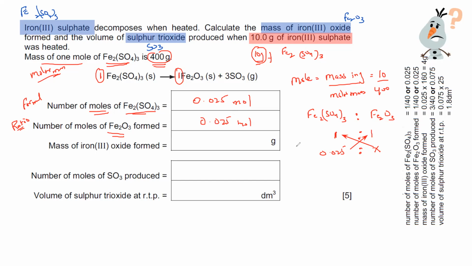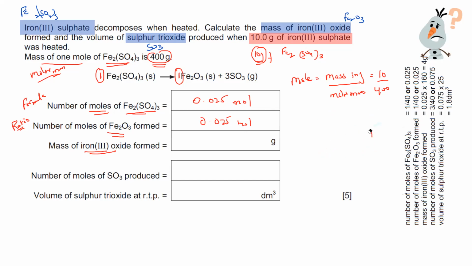Because the ratio is 1:1, so we'll get the same number of moles. So to solve the first part, we use a formula. To get the second part, we use a ratio. Now to get the third part, we need a mass. So how can we get the mass?